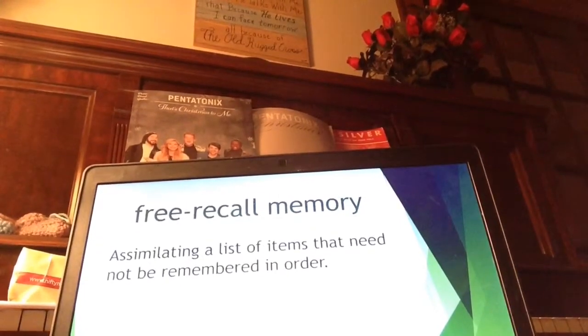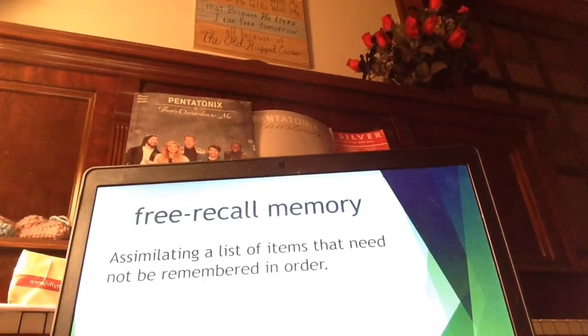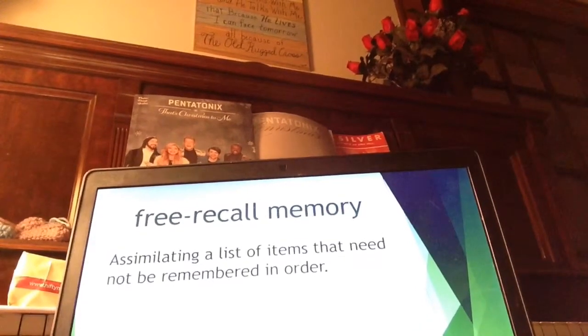Free recall memory is assimilating a list of items that need not be remembered in order. So just random thoughts that don't necessarily need to be in any order. So definitely not like certain math terms or things like that.